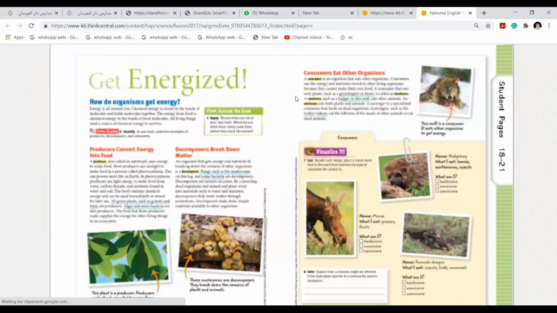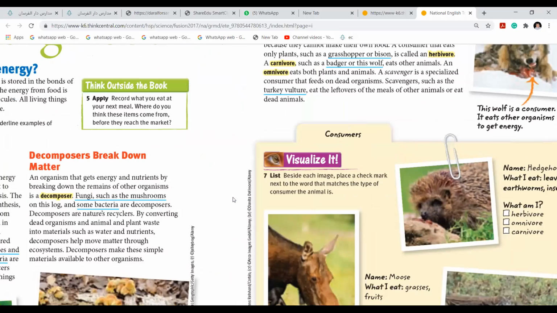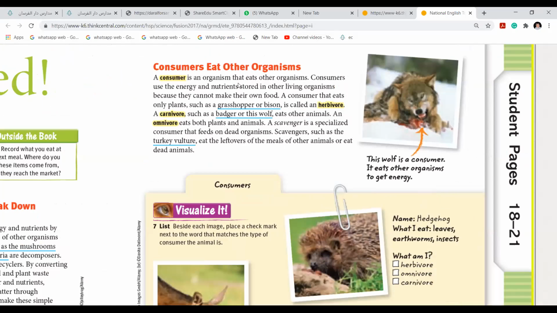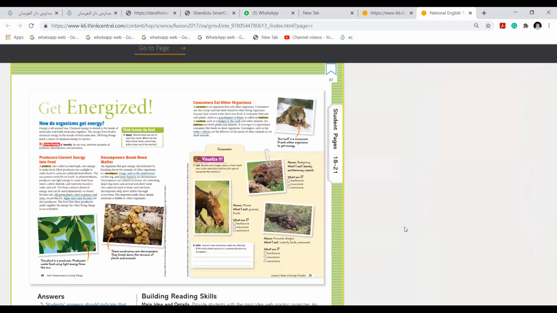Again, girls, producers are also called autotrophs. They make their own food. Decomposers, such as fungi, break down the remains of other organisms. Consumers eat other organisms. Herbivores eat only plants. Carnivores eat other animals. Omnivores eat both plants and animals. Scavengers are special, they eat only dead animals.